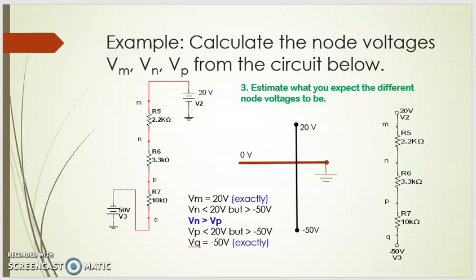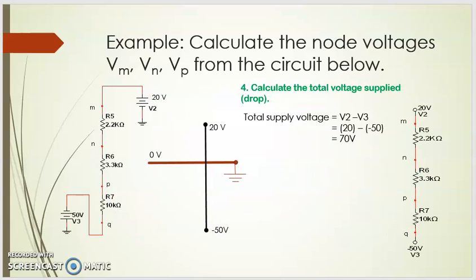Next, we need to estimate what we expect the different node voltages to be. Well, we expect Vn to be less than 20 volts. We expect Vn to be greater than Vp, and Vp to be greater than minus 50. So it could be minus 40, minus 30. It's really hard to determine because we have not done our final calculations yet. Our total voltage supplied is going to be V2 minus V3, which is 70 volts.